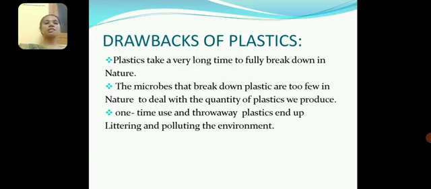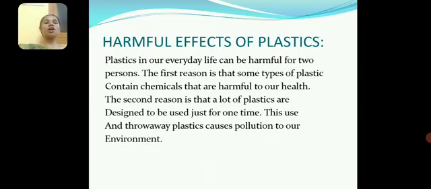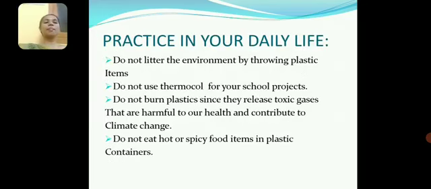Drawbacks of plastic. Plastics take a very long time to fully break down in nature. The microbes that break down plastic are too few in nature to deal with the quantity of plastic we produce. One-time use and throwaway plastic ends up littering and polluting the environment. Harmful effects of plastic: plastic in our everyday life can be harmful for two reasons. The first reason is that some types of plastic contain chemicals that are harmful to our health. The second reason is that a lot of plastics are designed to be used just one time. This use-and-throwaway plastic causes pollution to our environment.